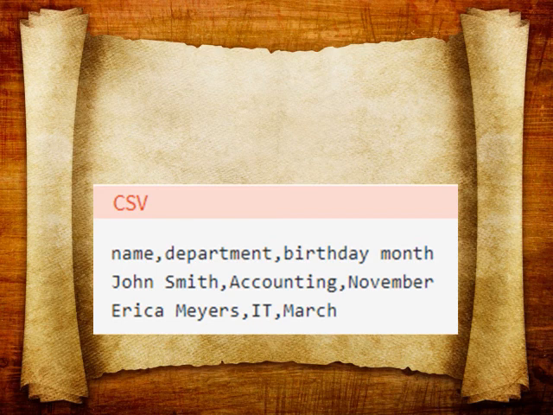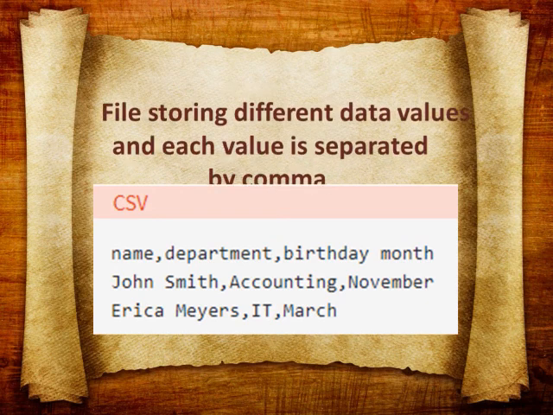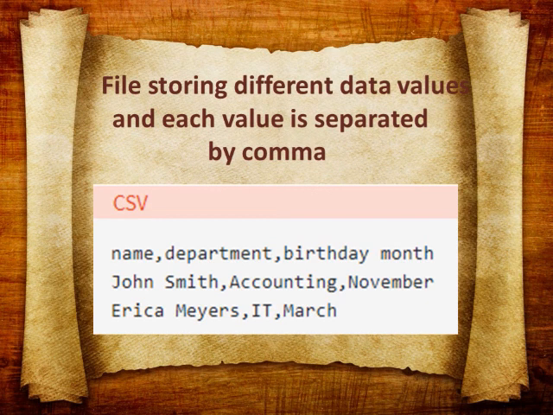Here you can see different data values, and each data value is separated from another data value by a comma. Like name, comma, department, there is a comma in between every data value. So the files that store different data values, each separated by a comma, we call comma separated value files, that is CSV. The full form of CSV is comma separated value. So this is our today's topic, and we will study CSV files in detail.